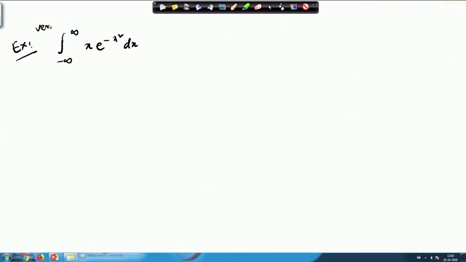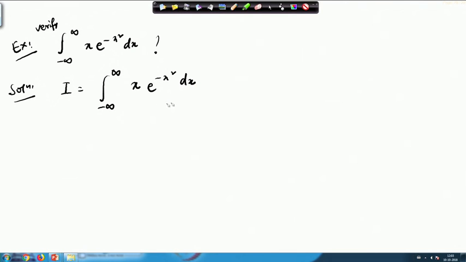So, let us verify the convergence of this integral here. I hope you got the statement of what I am trying to say. So, verify the convergence of this integral. Let us write this integral as I equals the integral from minus infinity to plus infinity of x e to the power minus x squared dx.